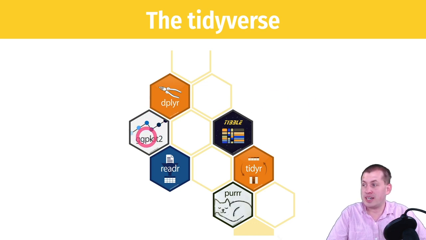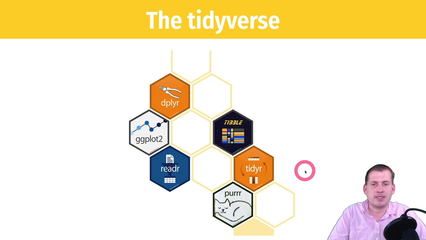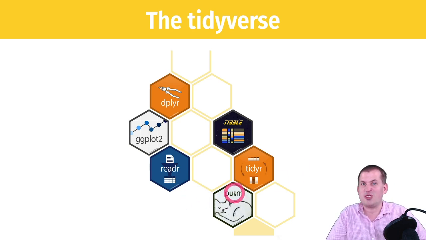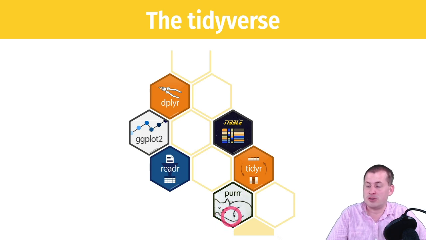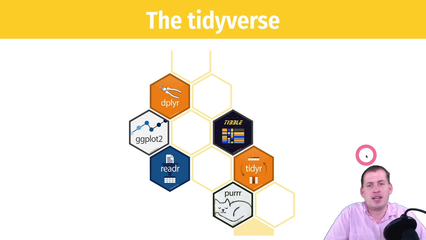We're going to be learning how to use ggplot. We're going to be learning how to use dplyr and tidyr. We're not going to cover some of these other packages like purrr. We're not going to touch that. It's a fun package. It lets you do something called functional programming. You don't need to worry about that. It does have a cool sticker though with the cat.